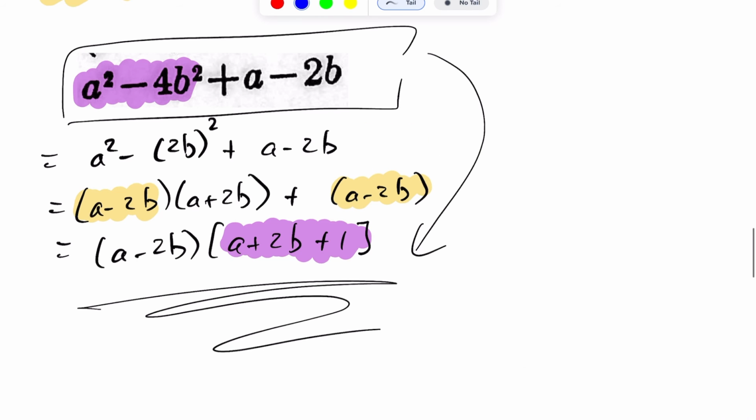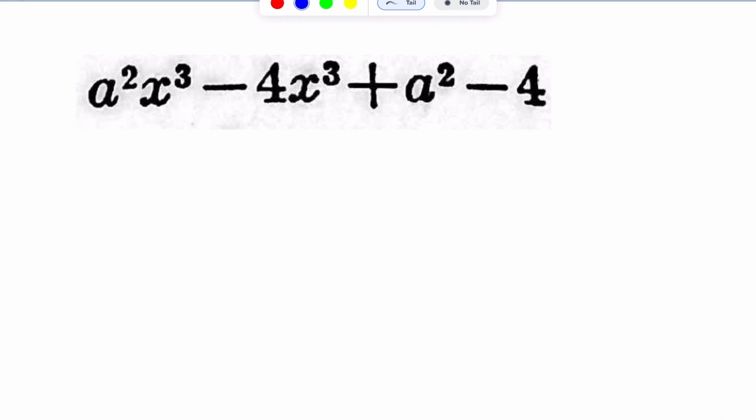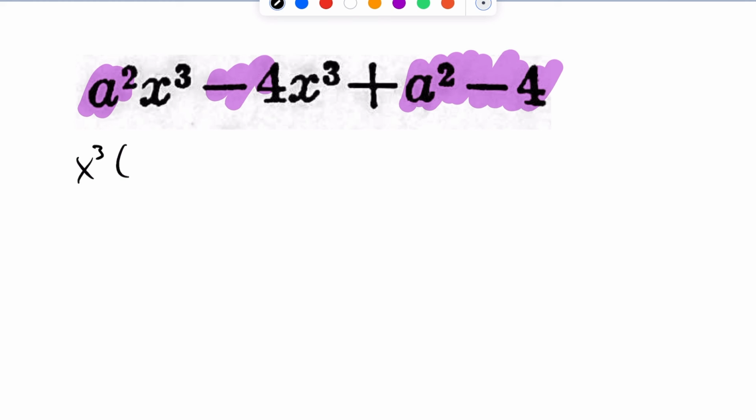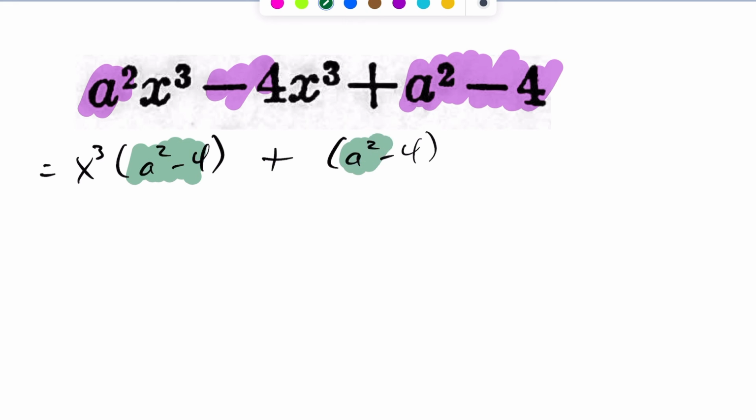All right, let's take a look at one more. So for the last problem here, similar technique that we want to apply here. So for this one here, again, I have an a squared minus 4 here, and I like to be able to get that here, and I kind of see the a squared minus 4 here. So if we factor out an x cubed out of the front here, I end up getting the a squared minus 4 that I want, and then I have this a squared minus 4 from before, and you'll see here I now have a common factor in both. I have an a squared minus 4 in each, so I can factor out the a squared minus 4, and I'm going to be left with x cubed plus 1.